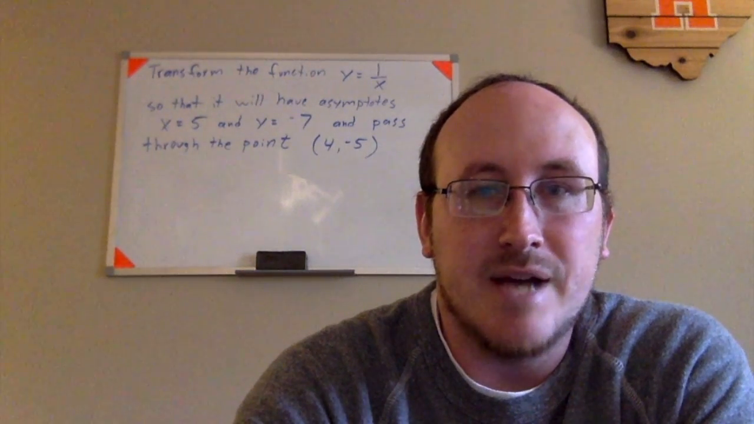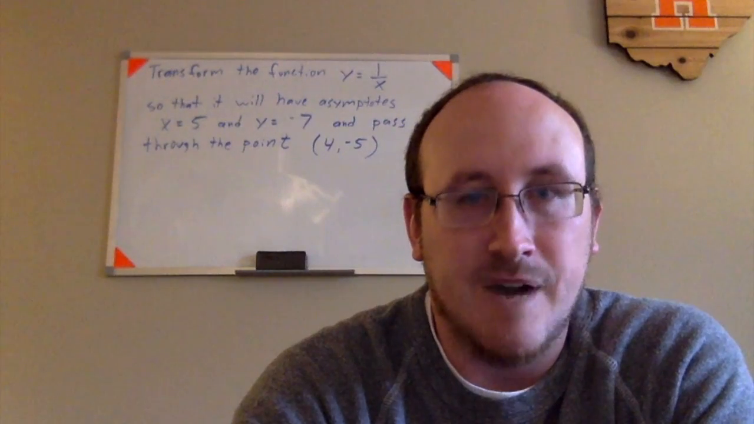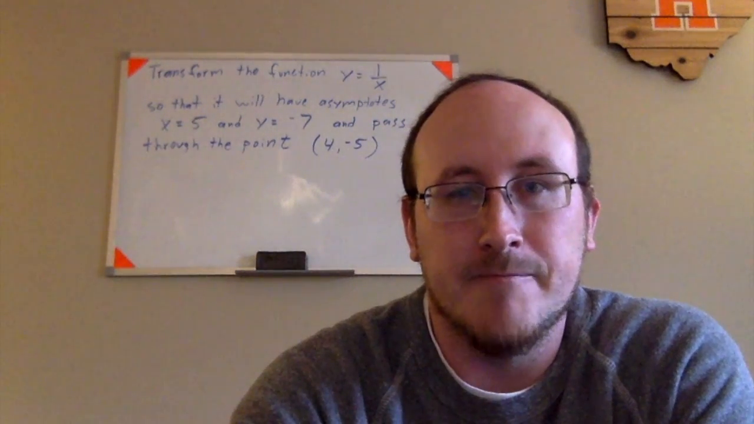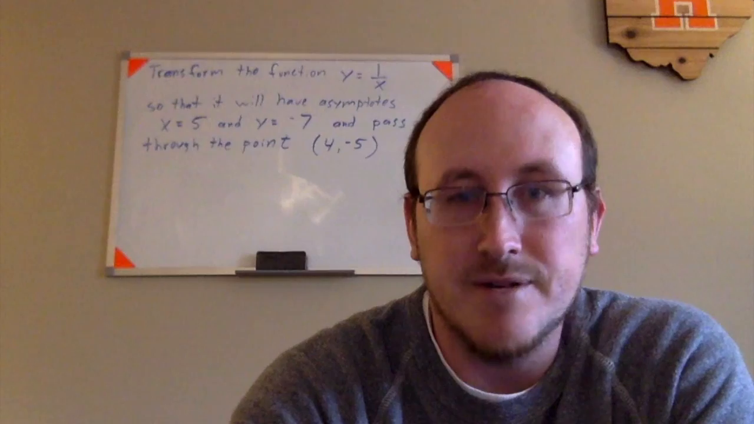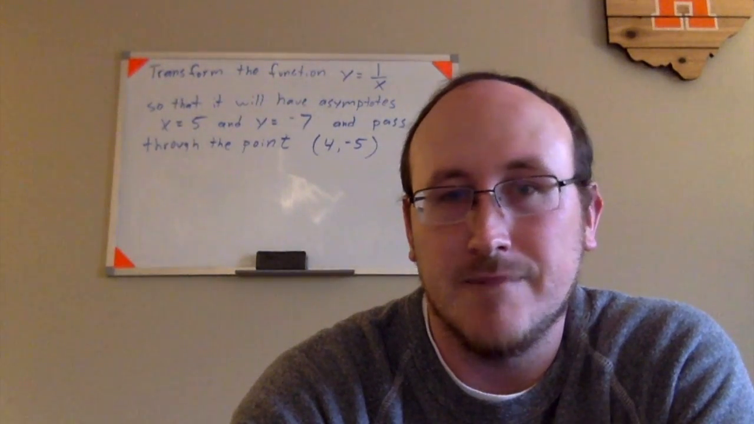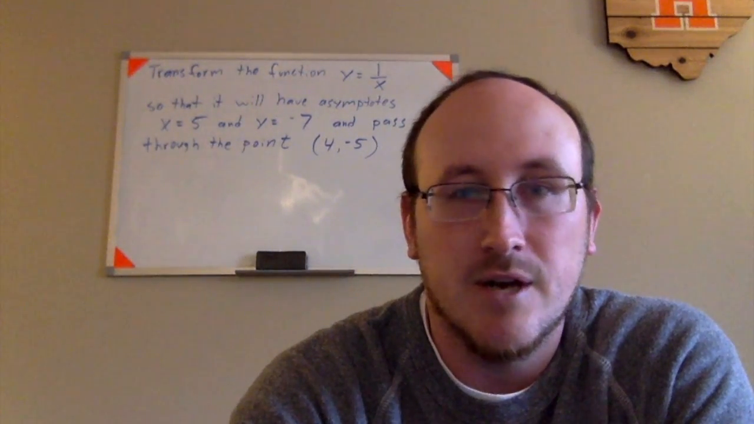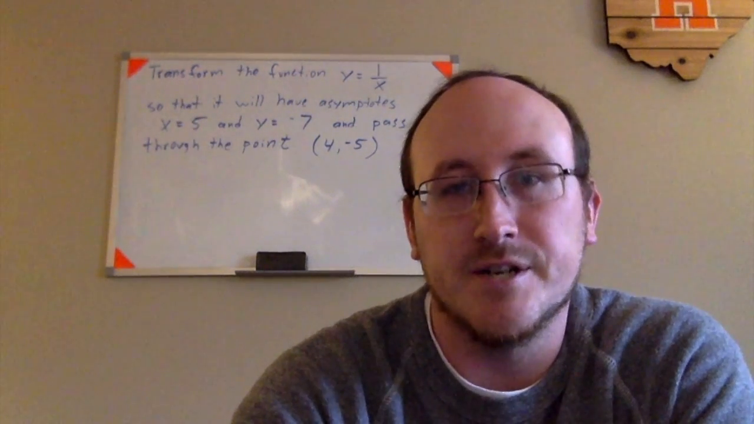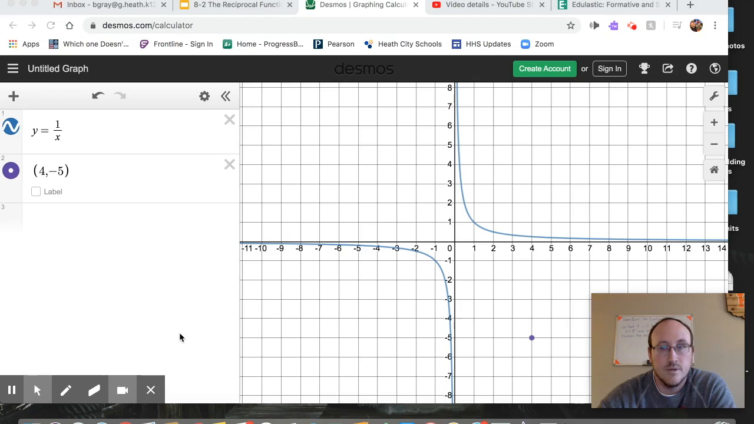But now it needs to pass through the point 4, negative 5. So let's take a look at how this transpires, maybe look at the necessity of a stretch or compression or maybe even a reflection to make this happen. Okay, so here we are.